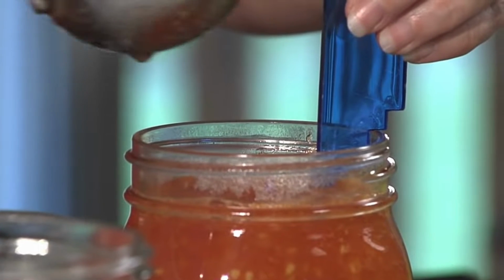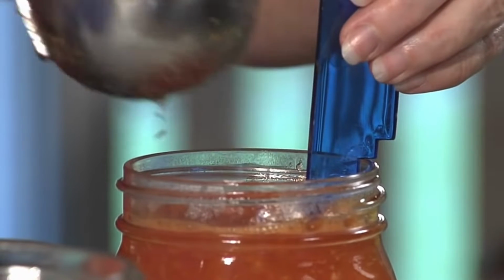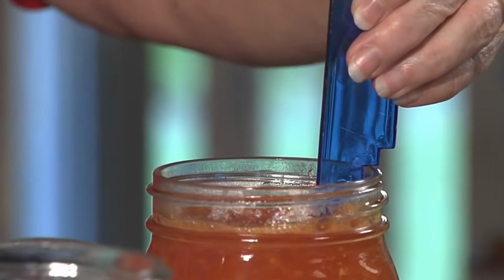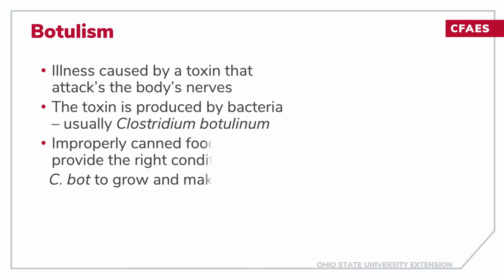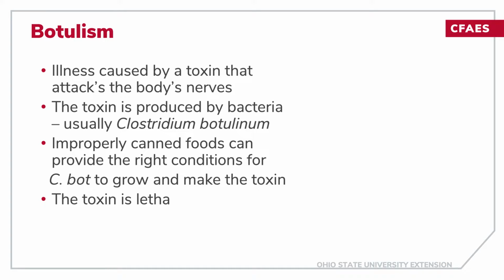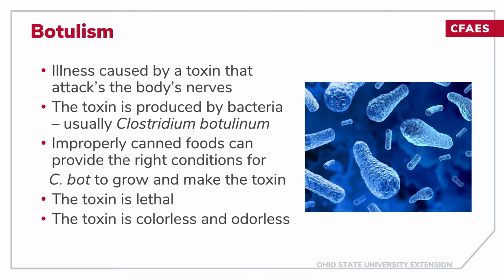When foods are canned, an anaerobic environment is created, meaning that no oxygen is present. Some bacteria like this environment, and under the right conditions, such as if a canned food was processed incorrectly, the bacteria will grow and multiply. Clostridium botulinum, or CBOT for short, is one of those bacteria. CBOT can produce a lethal toxin. This toxin is what causes botulism, a type of food poisoning that can result in hospitalization or death.